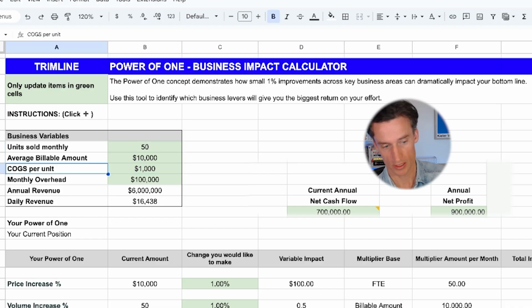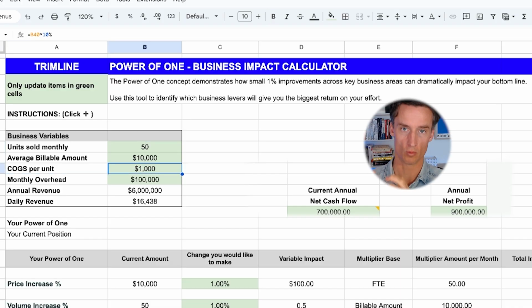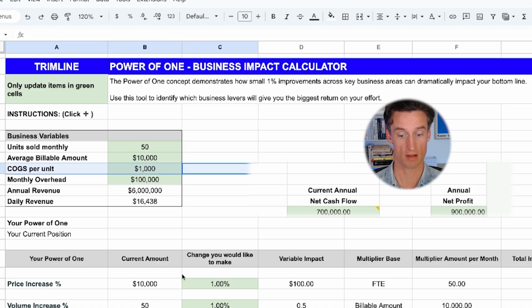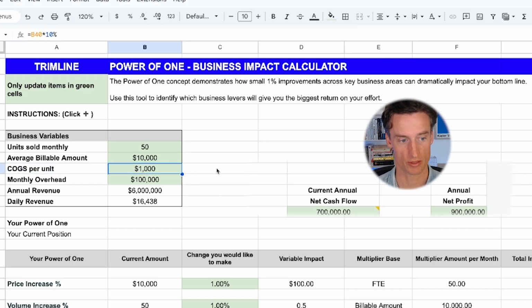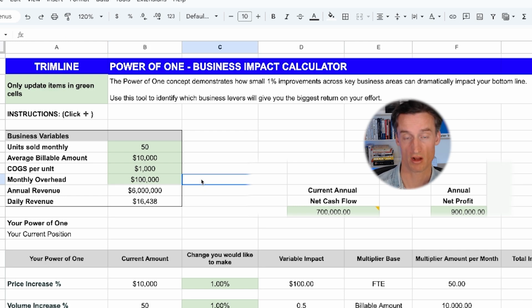COGS per unit is, depending on what one unit is in your business, you could probably get a rough approximation of what your current gross margin is and work out what your COGS percentage is. In this example, I've just applied 10% to our average billable amount. So, assuming for this model, which we're going to call an agency, COGS is roughly 10%. And then monthly overhead is about 10K. I've just assumed that's about 20% of revenue, which is a rough, good benchmark.